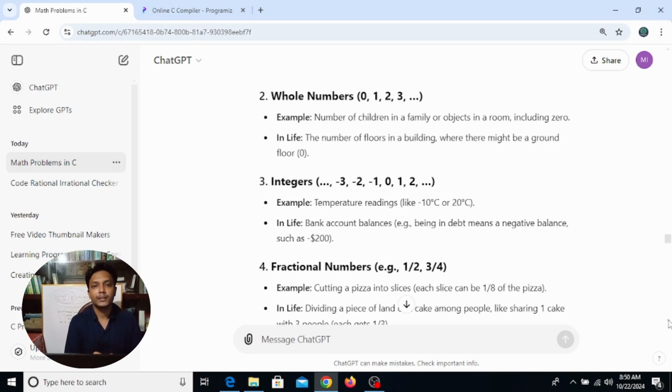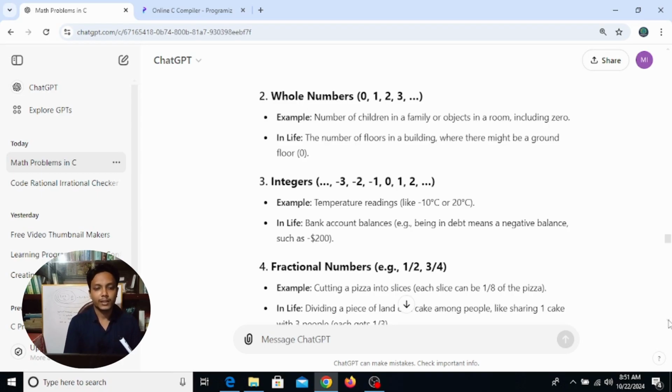Integer, what is an integer? Integers include negative numbers as well: negative numbers, 0, and positive numbers. How do we encounter integers? If you have $200, you can say you have positive 200, plus $200. But if you owe someone $200, you can say you have minus 200. This is why negative numbers were introduced.